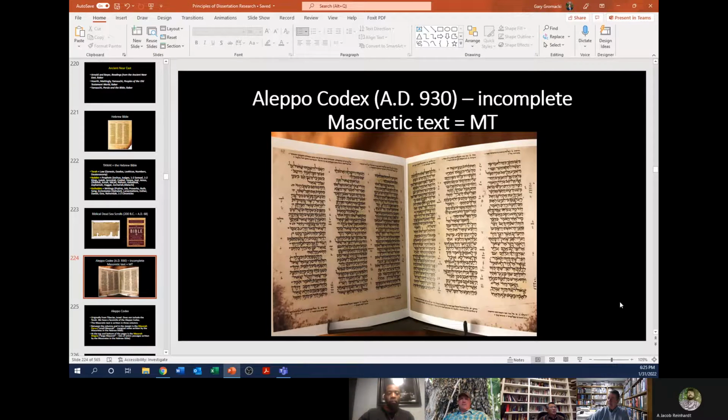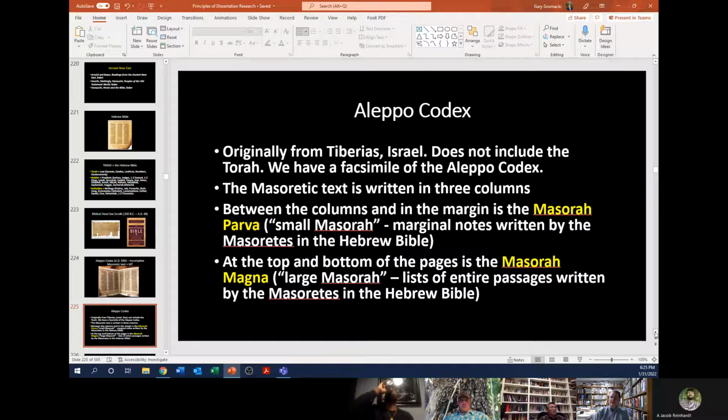Initially, this Masoretic text came from Tiberias in Israel. There was a rabbinical school there. It basically does not include the Torah. The Torah that was a part of this codex apparently burned in the synagogue when it was there in Aleppo, which is in Syria.